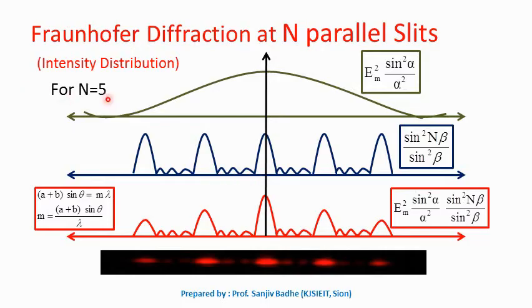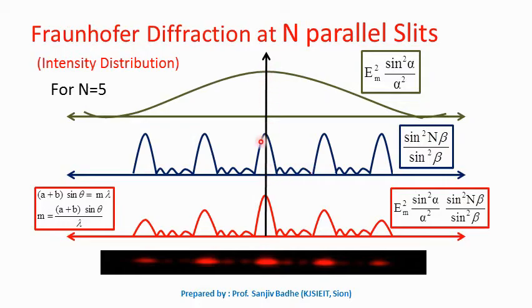So this is a graph for n equal to 5, because we have seen there are n minus 1 number of minima between two principal maximas. In this case there are 4 minimas, so this is a graph for n equal to 5. Between two minimas you can see there is a secondary maximum, 1, 2, 3, n minus 2 number of secondary maximas are there between two principal maximas. The intensity of these secondary maximas is very less, negligible. So most of the time the secondary maximas will not be observed practically.